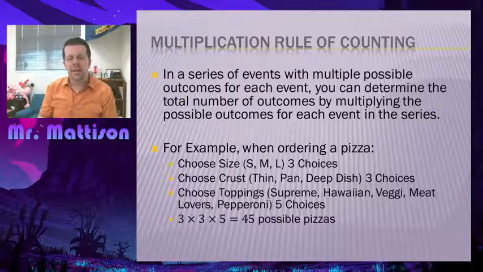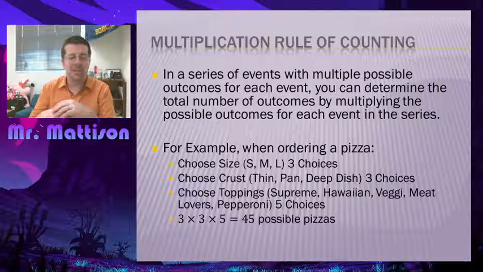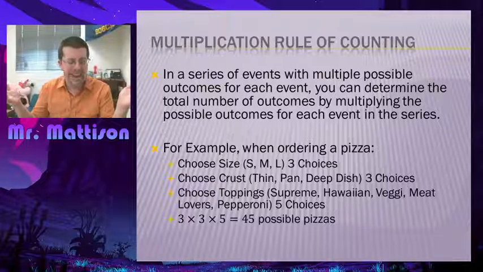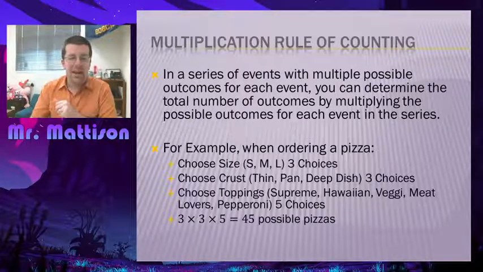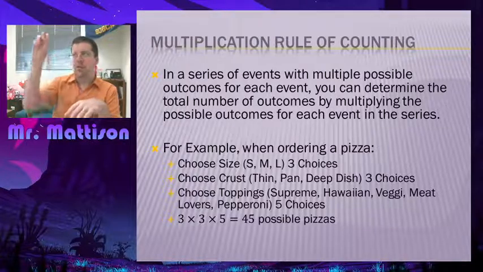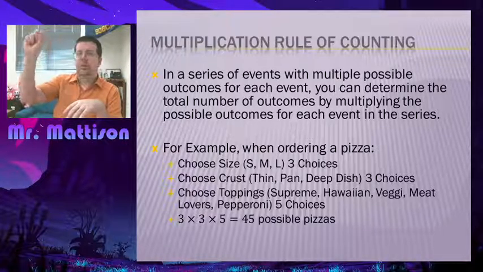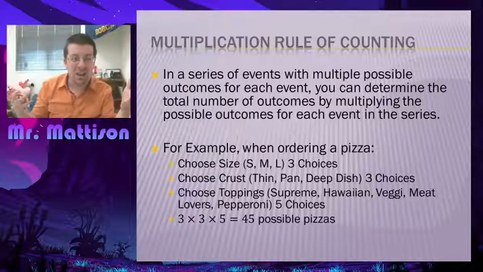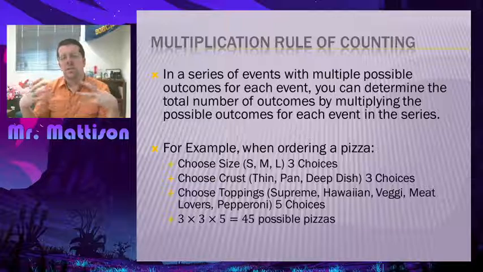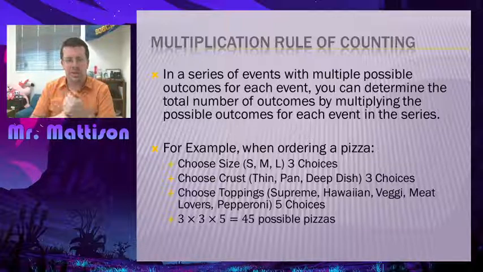So the example that I want to use to demonstrate this is, how many different types of pizzas can I get if I have all these different options? I have a choice of 3 different sizes, 3 different types of crust, and 5 different types of toppings which I can put on it. I could try and list out, well, I could get a small thin crust supreme, I could get a small thin crust Hawaiian, I can just try and list out all of those, but that takes a long time.